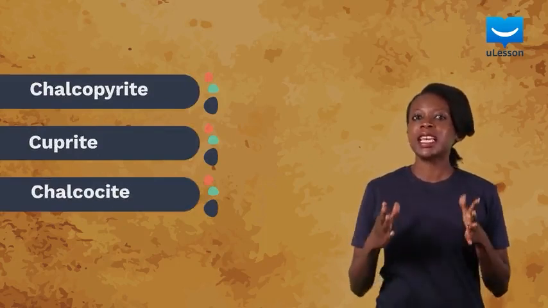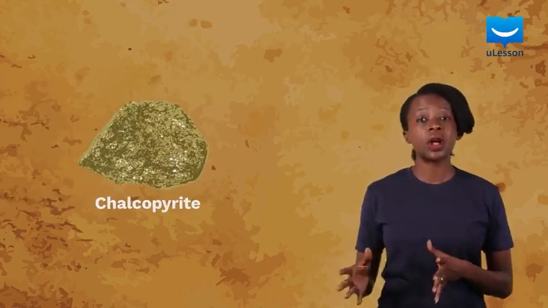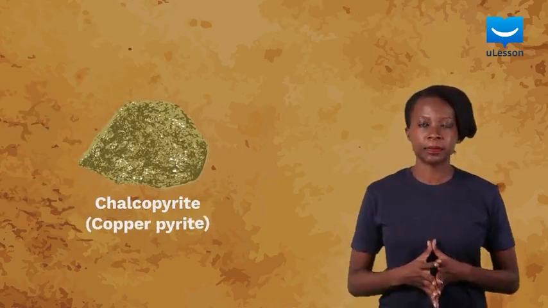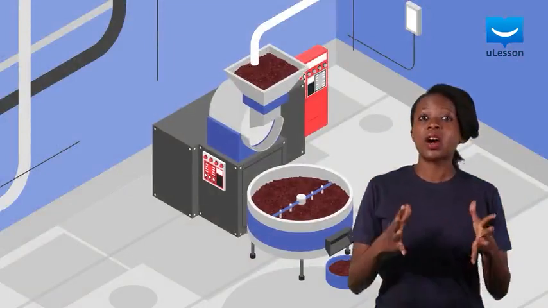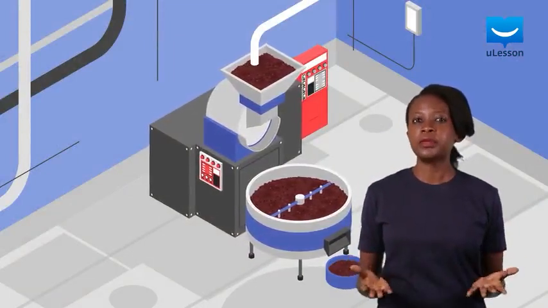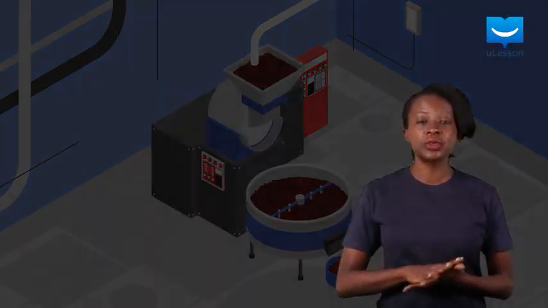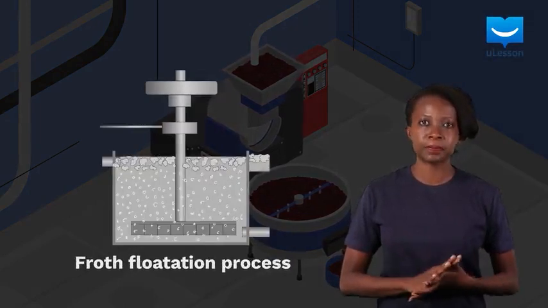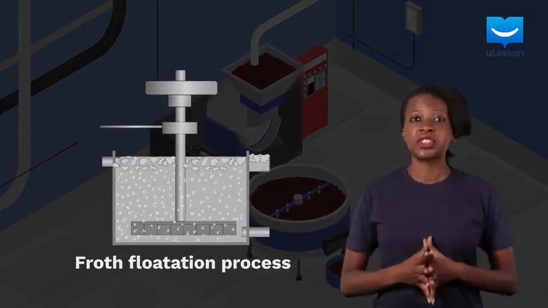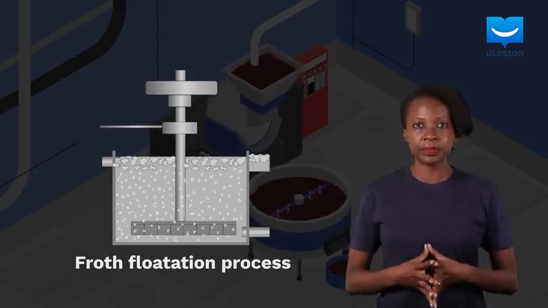Now let's discuss the extraction of copper from its ore. The main ore used for the extraction of copper is chalcopyrite, which is also known as copper pyrite. As explained in our lesson on metal extraction, ores of metals are concentrated before the metal extraction process commences. So before copper is extracted, the copper pyrite is crushed and concentrated using the froth flotation method. You can learn more about froth flotation and other methods of ore concentration in the lesson mentioned earlier.